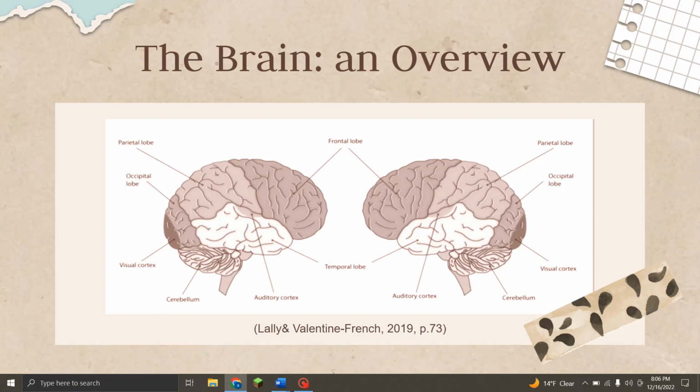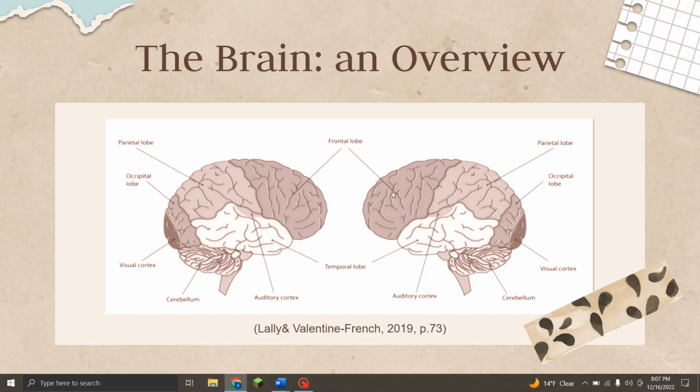So here we're going to go over an overview of the brain. So the brain is made up of 2 hemispheres and 4 lobes: frontal, parietal, temporal, and occipital. These all have different functions, and then you will also have your auditory cortex, your visual cortex, and your cerebellum. But your main cortex consists of all your lobes, and it is where you'll see the most neural activity.